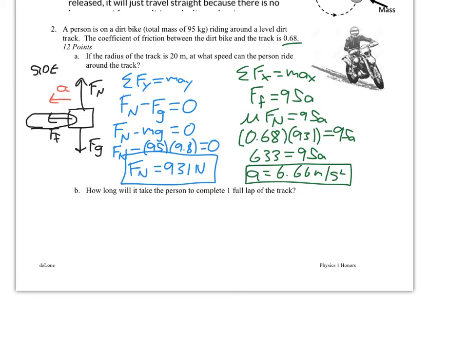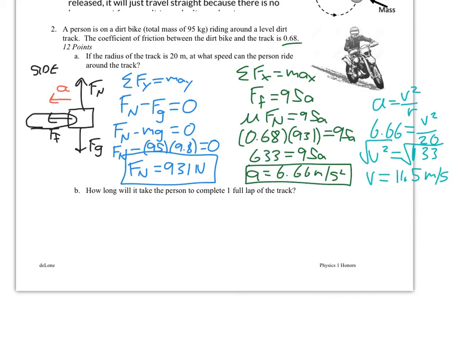From there, I can go ahead and ultimately solve for the velocity, and I'm going to do that using the fact that that acceleration is just v squared over r. So 6.66 is equal to v squared over 20. I end up getting then that v squared, when I multiply by 20, is 133. And so my velocity, taking the square root of both sides, ends up being 11.5 meters per second.